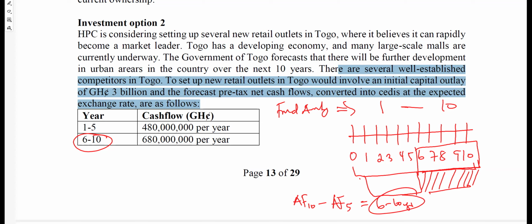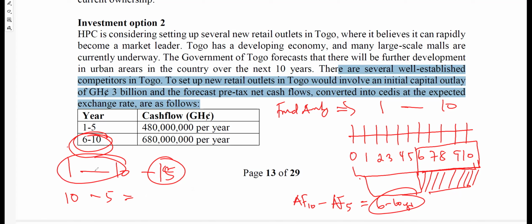Did it make sense? You only need 6 to 10. So how do you get 6 to 10? The period must be 1 to 10, so that I can subtract 1 to 5 from it. If it is 10 and I subtract 5, don't I get the 5 remaining? So it's 1 to 10 and I subtracted 1 to 5 from it. So what would I be left with?